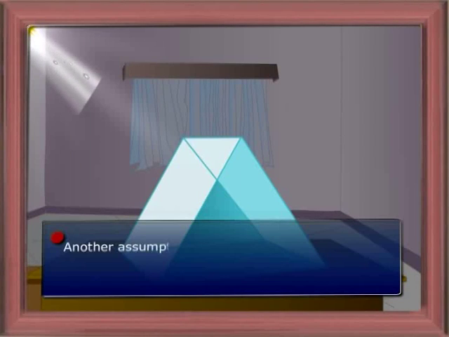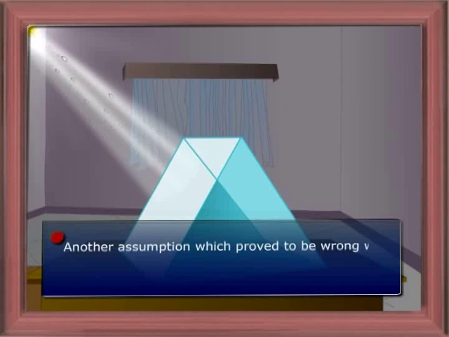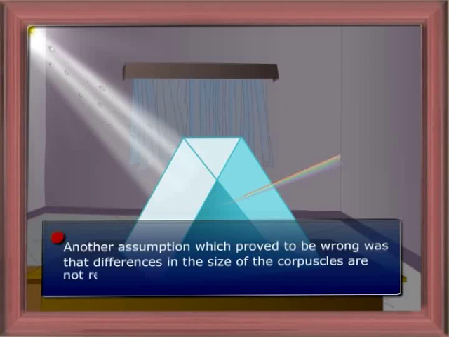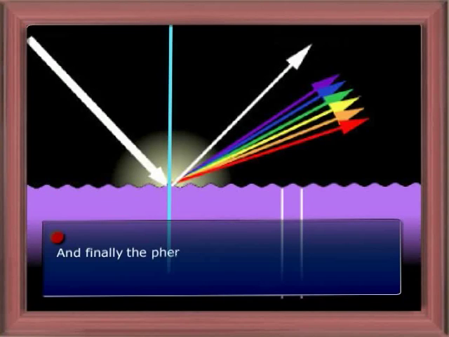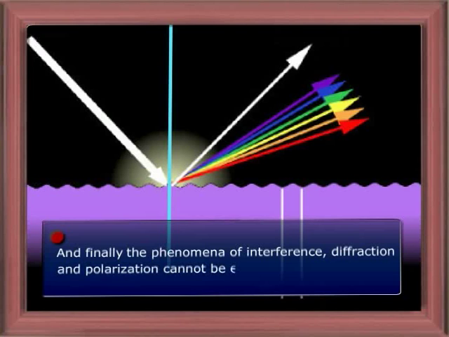Another assumption which proved to be wrong was that differences in the size of the corpuscles are not responsible for giving different colors of light. And finally, the phenomena of interference, diffraction and polarization cannot be explained at all.